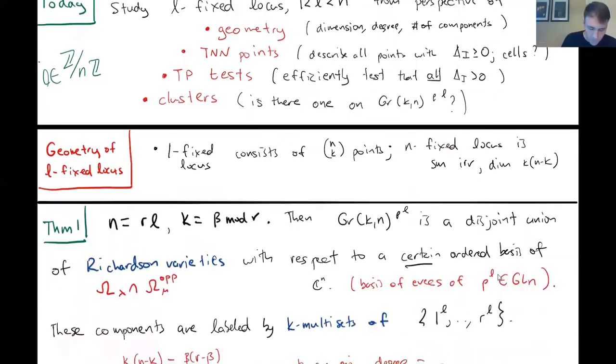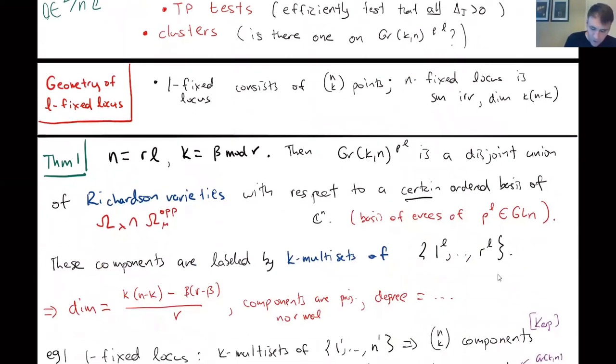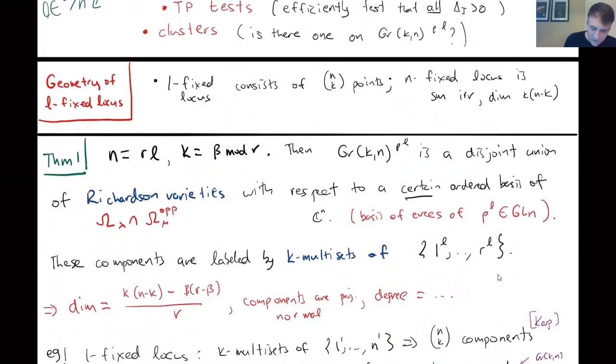Okay, so the theorem is a description of this space, for any L. So what it says is that the space is typically disconnected. It's a union of many Richardson varieties in the Grassmannian. A Richardson variety in the Grassmannian is just an intersection of a Schubert variety and an opposite Schubert variety.